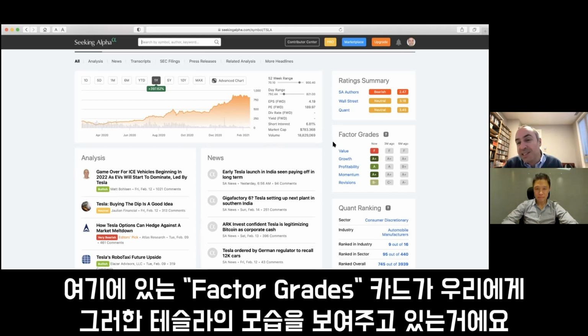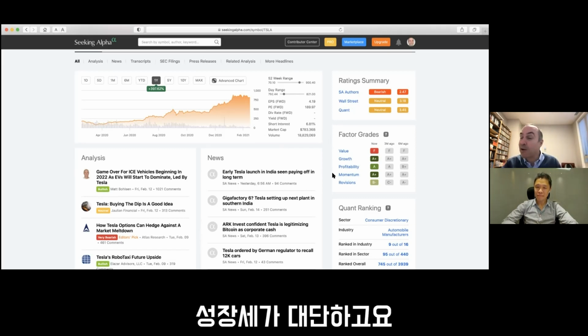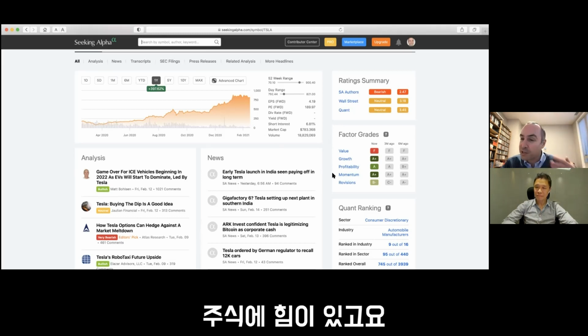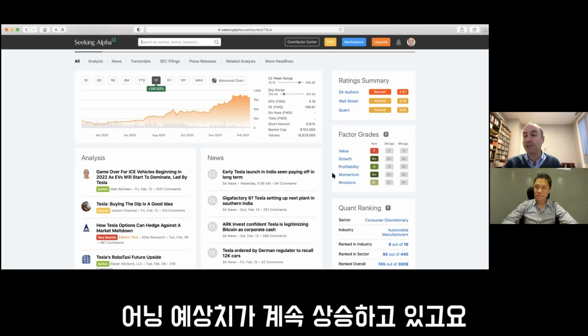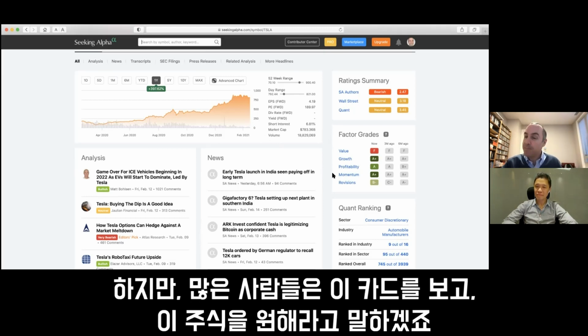And this card here, the factor grades card, gives you that picture of Tesla in 30 seconds. You can see it's a great company. It's growing fast. The stock has got momentum. The earnings revisions are good. It's just really expensive. And many people will look at that and say, I want to own it.